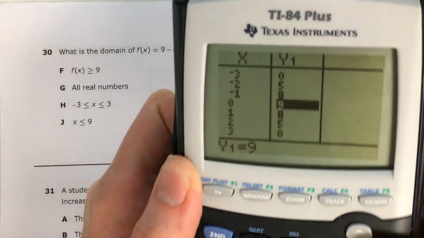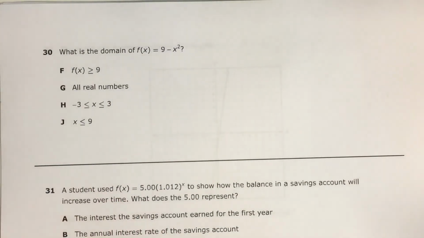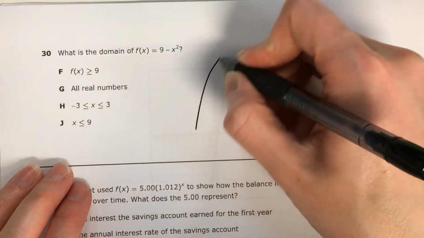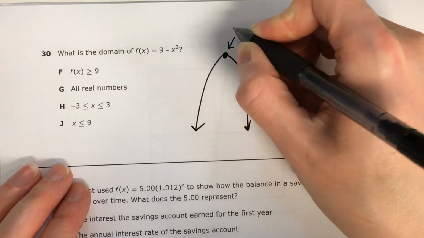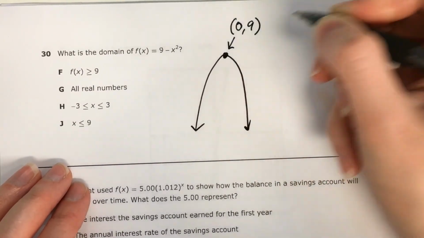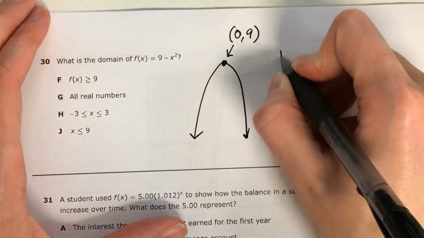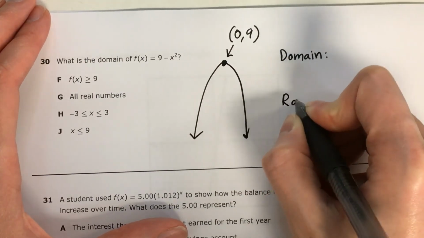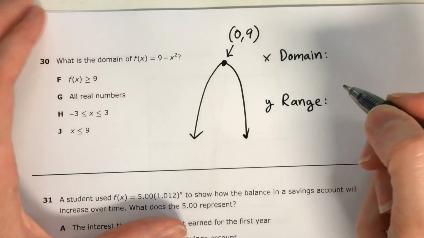How do I know? Because up is 8 and down is 8. So (0, 9) is my vertex. So I'm going to just go ahead and draw it. It looks like this with a vertex (0, 9). I'm just going to draw it really fast. Now they want the domain. I'm going to do the domain and range just for extra information. Okay, domain is x and range is y.